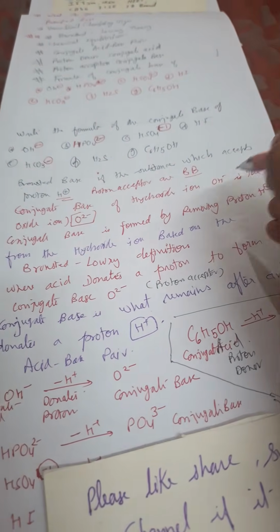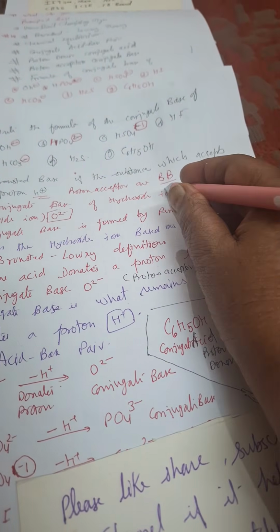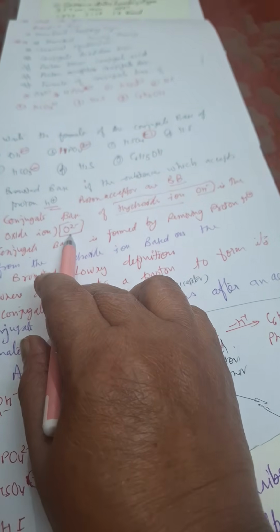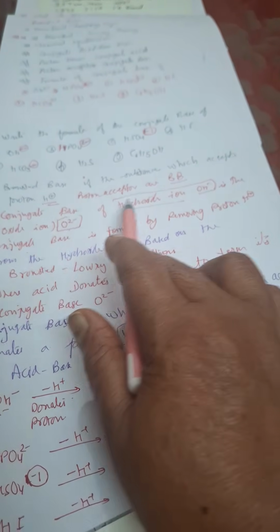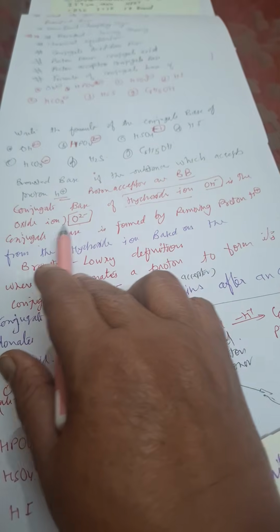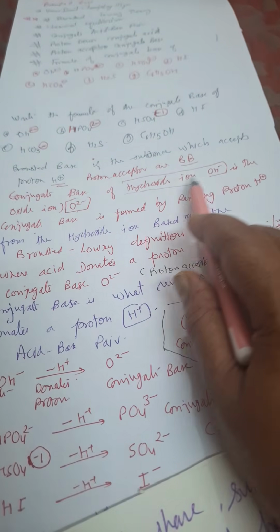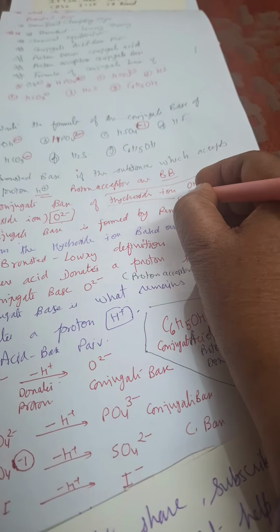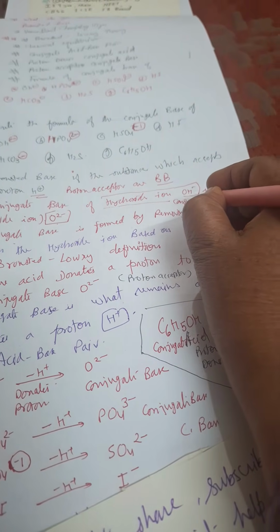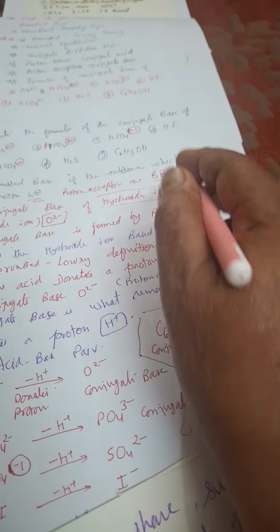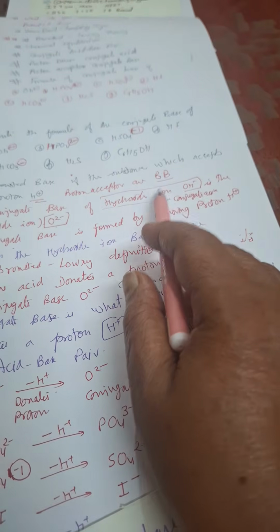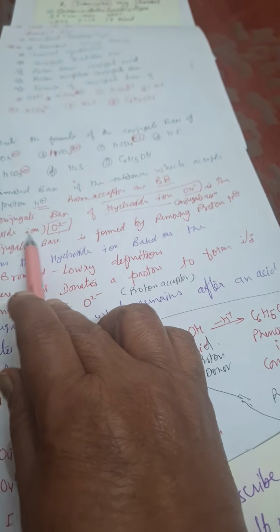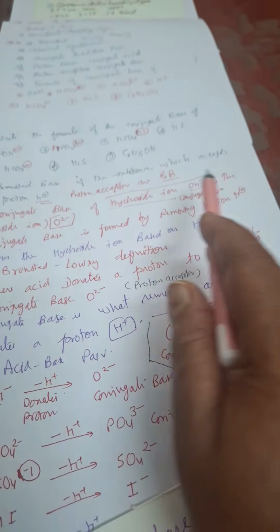So hydroxide ion is here, and what is its conjugate base? The oxide ion. What does it mean? Hydroxide ion is acting here as the conjugate acid, because it donates H⁺, and the oxide ion, the conjugate base, accepts a proton.